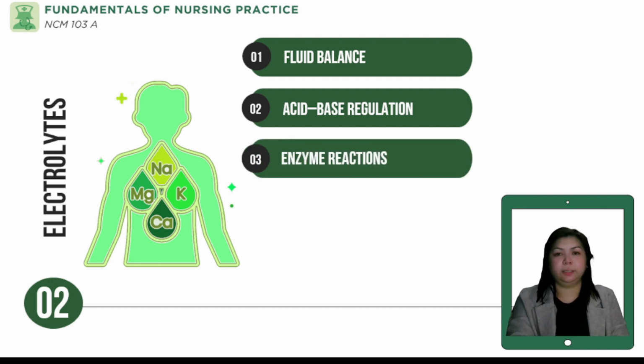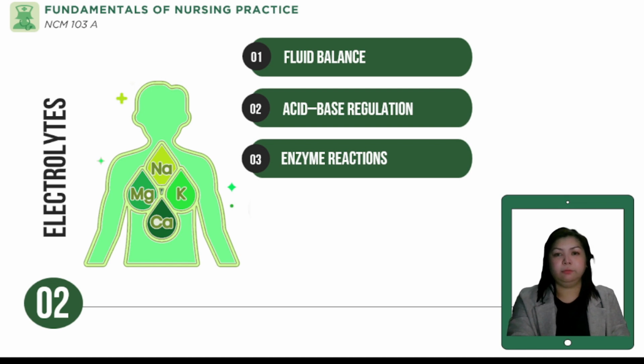Okay. Next, you have facilitating enzyme reactions. Many enzymes require specific electrolytes as cofactors to function properly. One good example here is your calcium. So these electrolytes help the enzymes catalyze biochemical reactions necessary for metabolism, energy production, and other cellular processes.